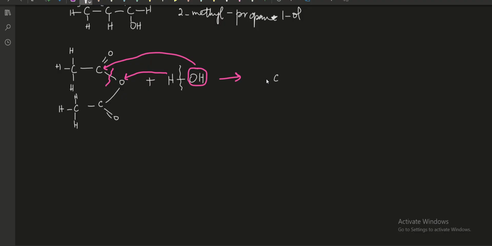See, I am writing the first one. C double bond O, and with this the OH group will attach. This is the first carboxylic acid. Then I'm writing the second one. It's oxygen over there. With oxygen, hydrogen will get bonded, and this is the other molecule of carboxylic acid. So we have got two molecules of carboxylic acid.